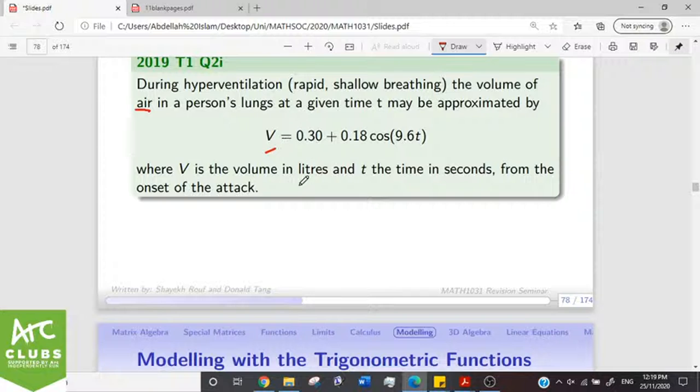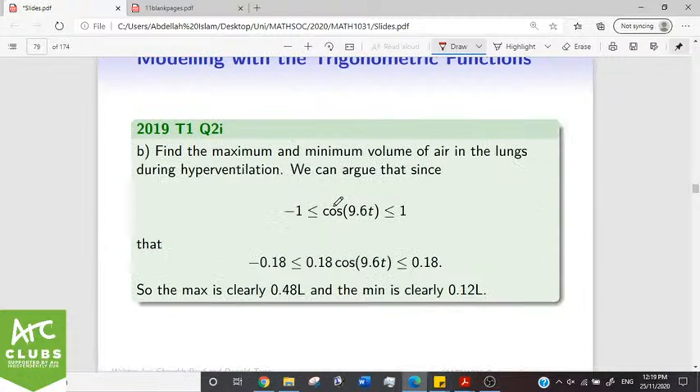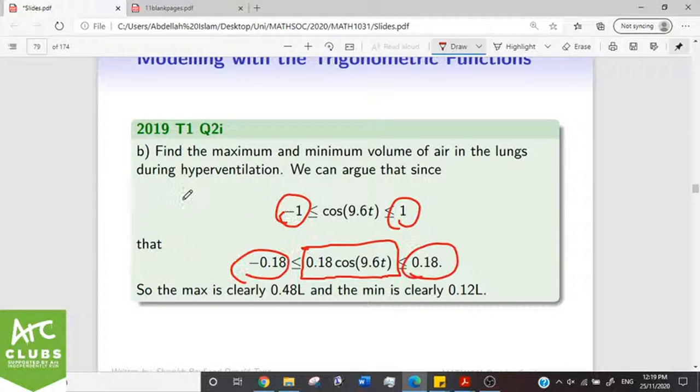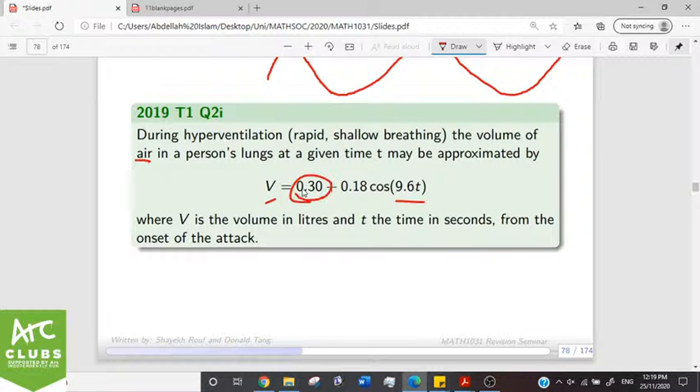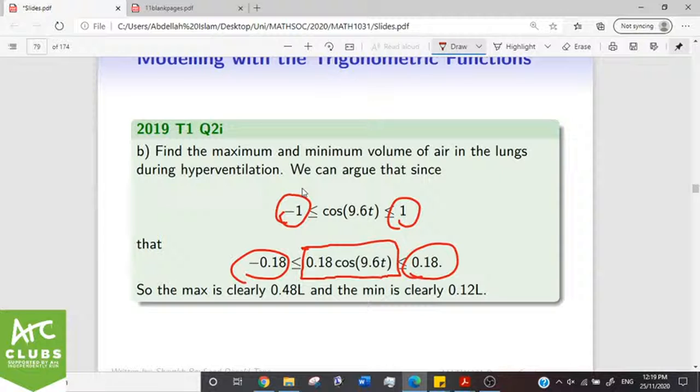Well, we look up here at the volume of air. We see there's a cos here, and cos is always bounded above and below by -1 and 1. So that means 0.18 times cos is bounded below and above by -0.18 and 0.18. We also need to add 0.3 to this. So if we add 0.3 here and 0.3 here, the minimum will become 0.12 and the maximum will become 0.48.